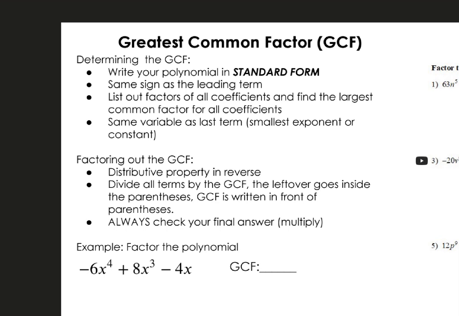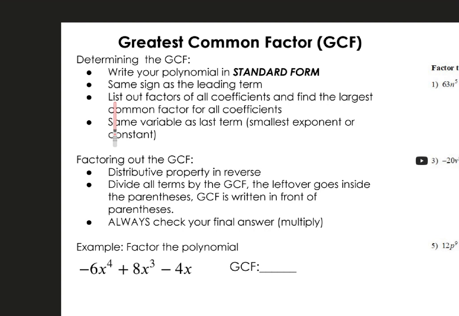5-3, greatest common factor. To determine the greatest common factor, you need to make sure your polynomial is written in standard form, meaning the highest degree exponent first if there's only one variable. Your greatest common factor is always going to have the same sign as the leading term, meaning if it's positive, it's positive, if it's negative, it's negative.